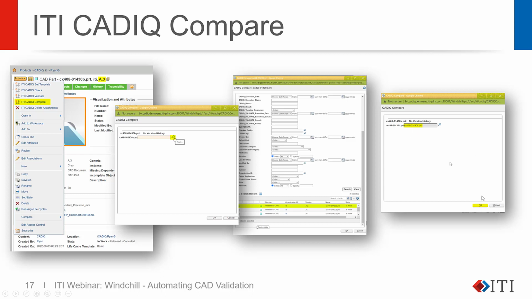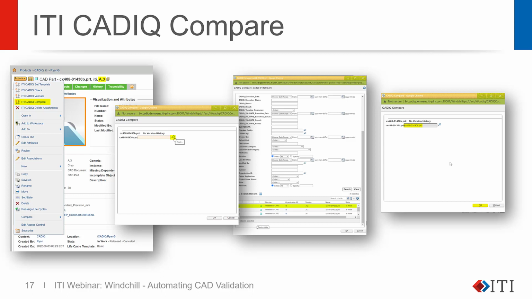So once we've done that, we click OK, and then it's going to follow the same process. We'll get the email with the notification that the job has started, and then we'll also get the email with the attachments if you have it configured, or the attachments will be stored with the object in Windchill. So that's a quick summary of the Windchill CADIQ capabilities.